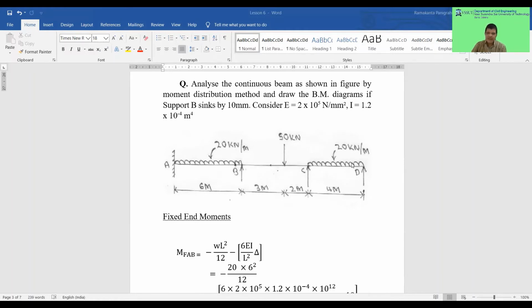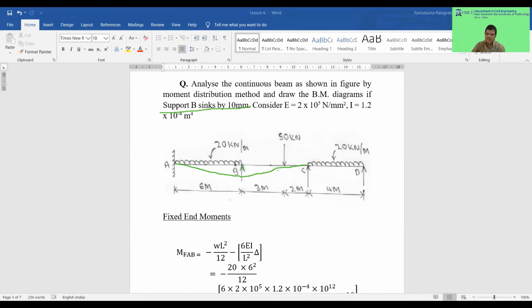There is also support sinking. Another thing given is that support B sinks by 10 millimeters. Support B sinking means there will be a moment due to the support sinking, 6EI delta by L square, and that will come for span AB and span BC. Because support B sinks, it will be like this. But it will not affect span CD. No moment will come to span CD due to the support settlement.